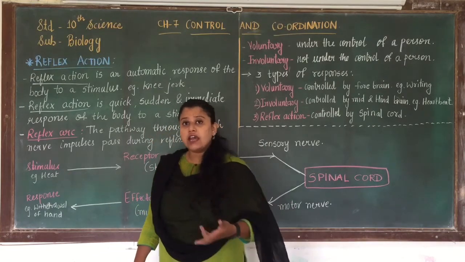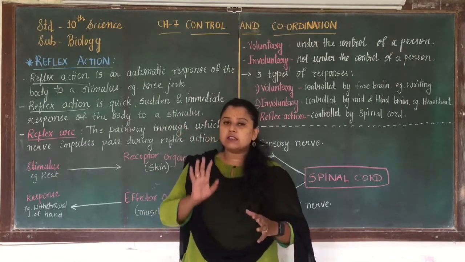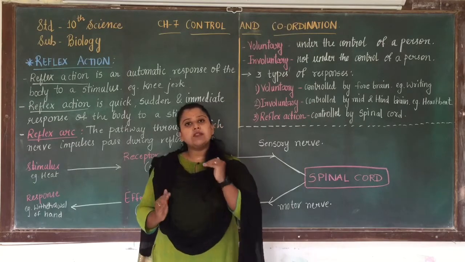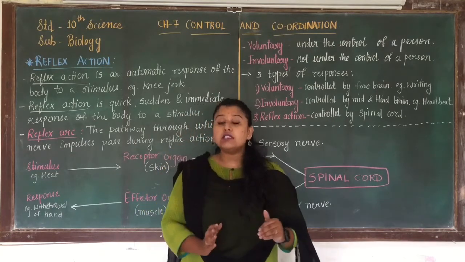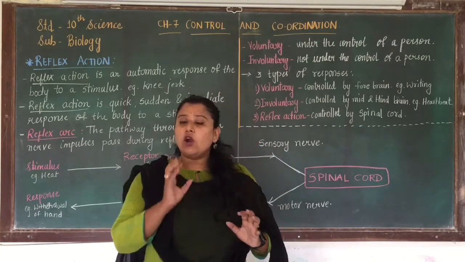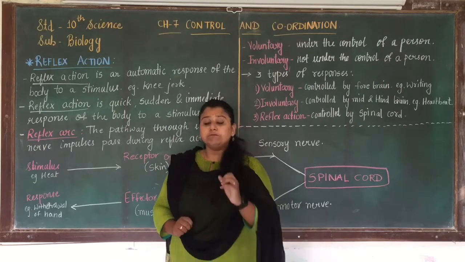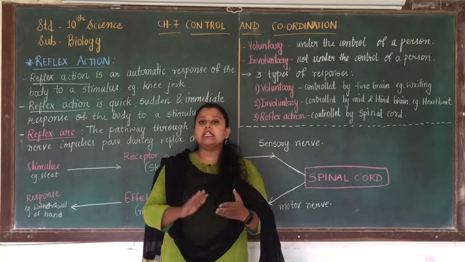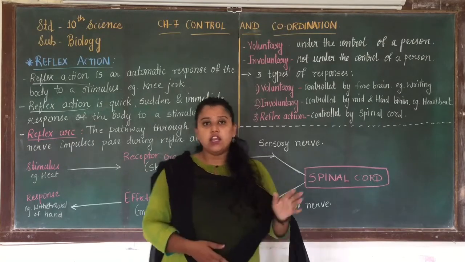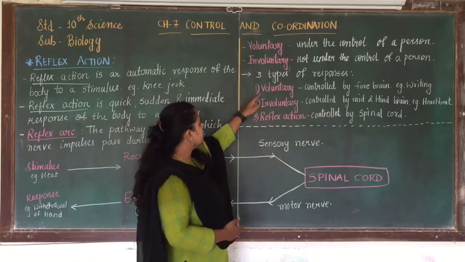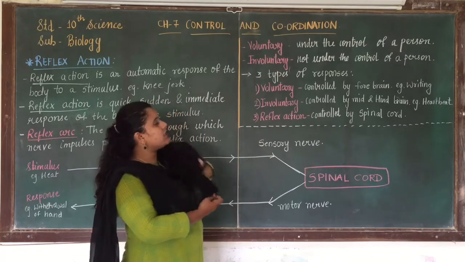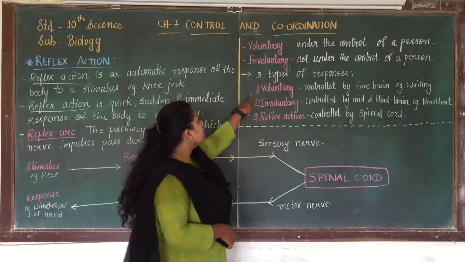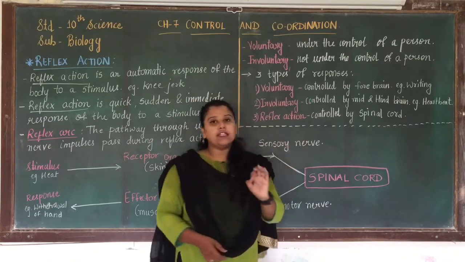But before going to that, two types of responses are mainly observed, voluntary and involuntary. In the previous video, I have told you about this. The voluntary mechanisms are in our control, and involuntary means it is not in our control, right? So three types of responses are, the first is voluntary, second is involuntary, and the third is reflex action. Now first, voluntary, that is controlled by the forebrain.